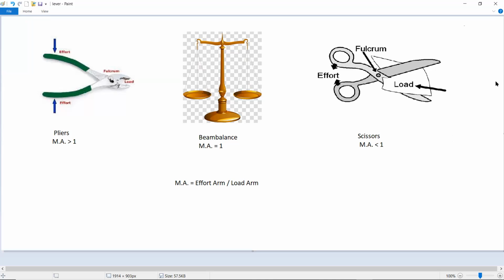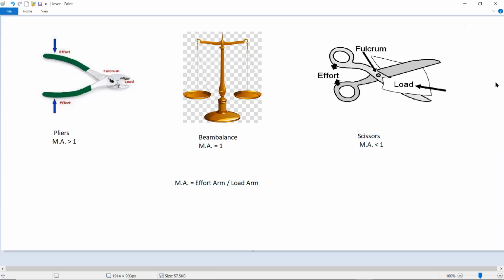Now, children, according to the formula of mechanical advantage of lever, effort arm is divided by load arm. Now see, in case of pliers, the shear are shorter. So, load arm is shorter than the effort arm. So, mechanical advantage is greater than 1.